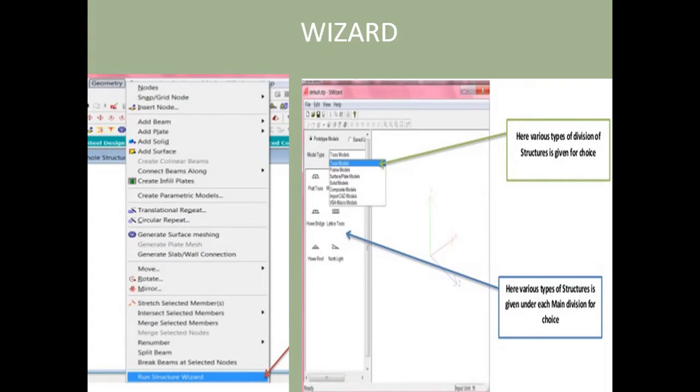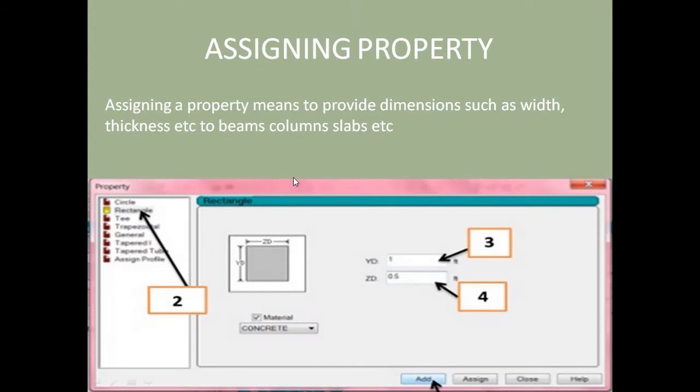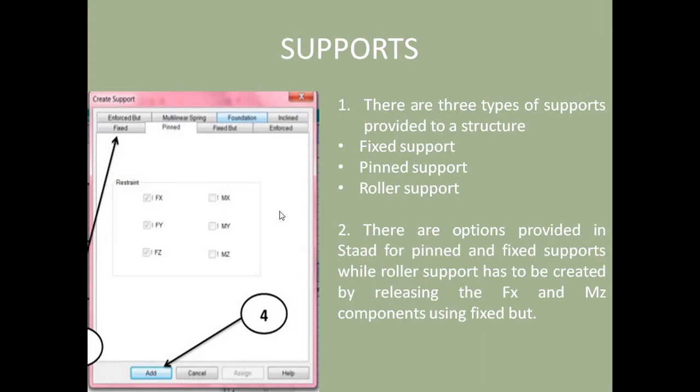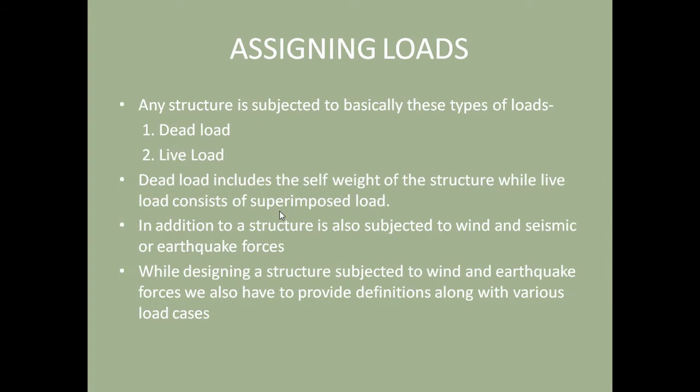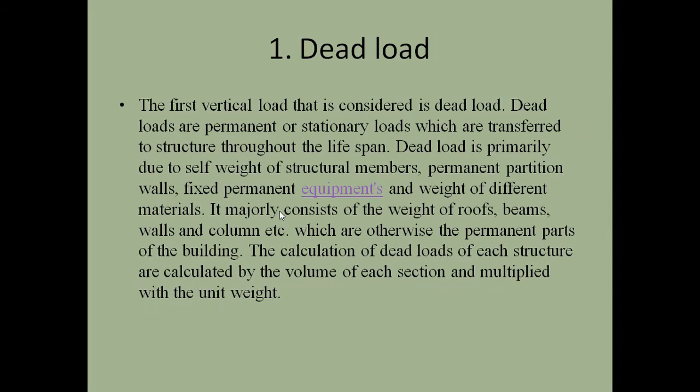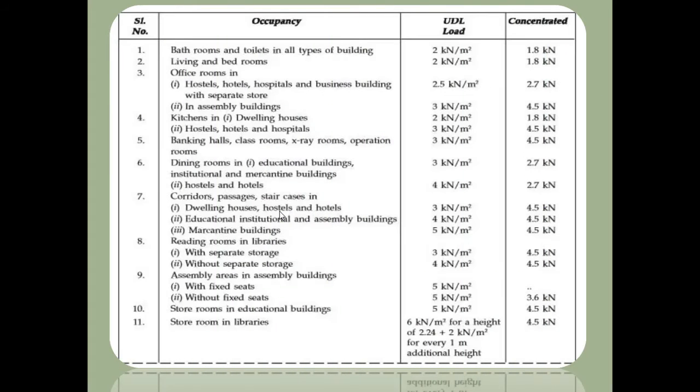These are some wizards for how we take the structures. This is about the run wizard. By clicking on geometry we get these structures. This is the assigning of properties to the elements and supports. Then we assign loads, of different types like dead load and live load, and these are some examples of live loads.